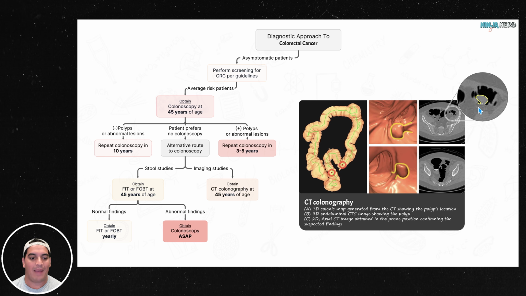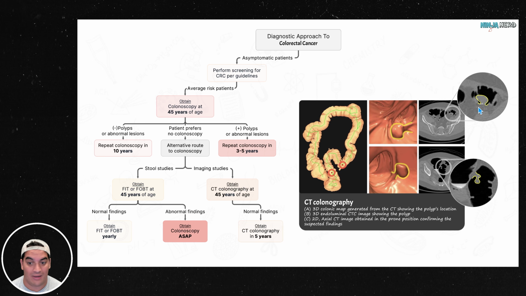Now, if it came back where it did show something, then we got to go further. If it didn't show anything, well, then we can go ahead and do this in another 5 years, right? But if it does show something, we got to get a colonoscopy. It's the right thing to do to make sure, because we not only got to take a better look at it, but we also want to take a biopsy of it and sample that area.